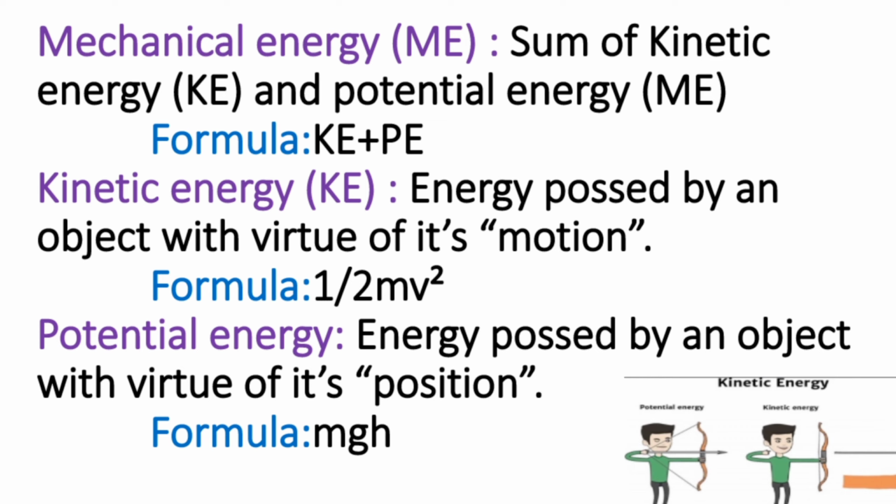So energy in virtue of motion is kinetic energy. So what is potential energy? Energy possessed by an object with virtue of its position, it is potential energy. Its formula is mgh. So kinetic energy is virtue of motion, formula half mv square, and potential energy is virtue of position, formula mgh. And this image is example.